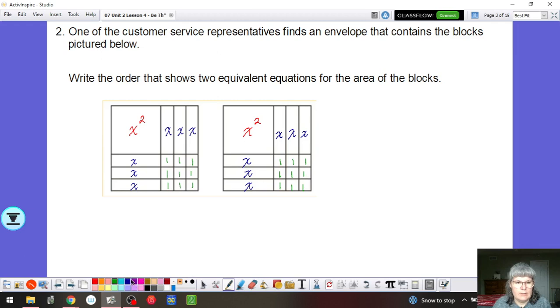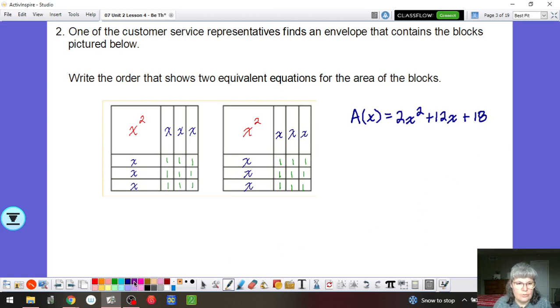So we can write one of our equations based off of the area of each of the different pieces. So we have x squared twice for 2x squared. We have x 3, 6, 9, 12 times for 12x. And we have unit squares 3, 6, 9, 12, 15, 18 times for a plus 18.